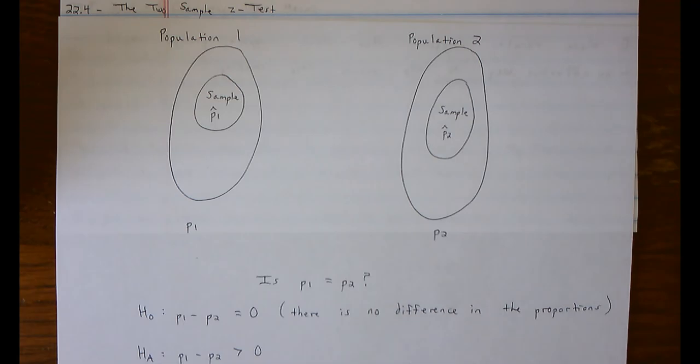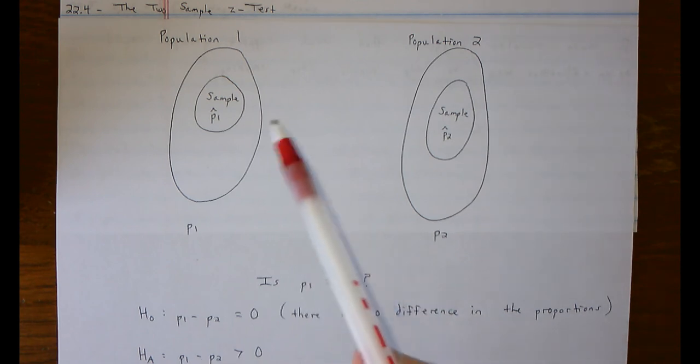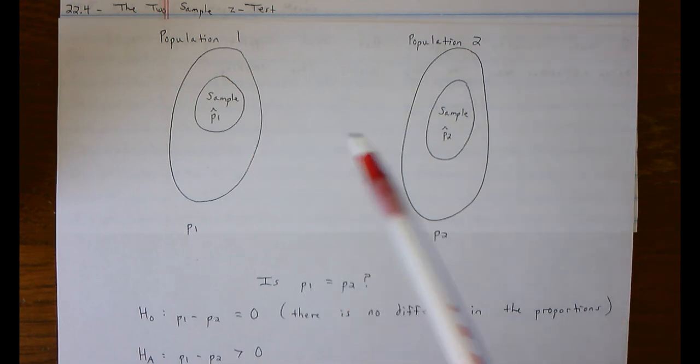They're represented by these large circles that I've drawn. Maybe population 1 is the group of all teenagers. Population 2 is the group of all senior citizens. I'd like to know, is the proportion of teenagers who text on a daily basis the same as the proportion of senior citizens who text on a daily basis? Now, I don't actually know these population proportions P1 and P2, so I'm going to need to draw a sample from each population, and that's what I've indicated by these smaller circles here.